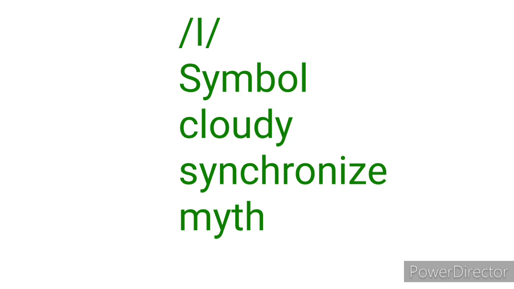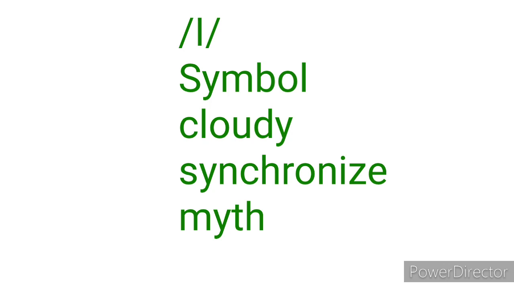So whenever Y is being pronounced as E, just know that the E sound in the Y letter is the short one and not the long one. So that's why we have symbol. Y in symbol is pronounced E, short E. Cloudy, the Y in cloudy is pronounced short E. The Y in the word myth is short E. The Y in the word synchronize is short E. So whenever you have Y that is pronounced as E, just know that it's not the long one but the short one.